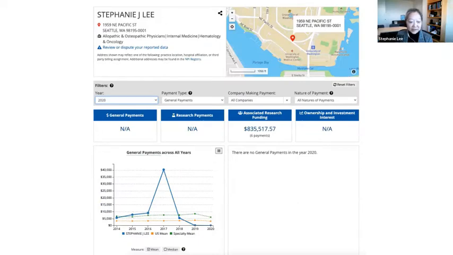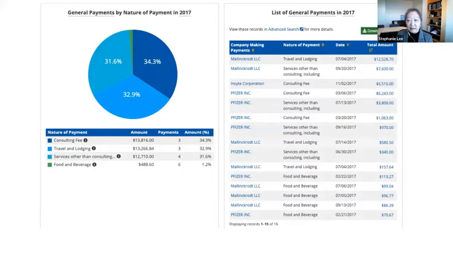What about general payments? You can see that I didn't get any general payments in 2020, but I actually did get about $40,000 in 2017. What was that about? Well, this is, again, all publicly available, but you can see that about a third was consulting, about a third was travel and lodging, and about a third was services other than consulting. And you can actually see all the companies and what they were for and for how much and what date it was, all the way down to food and beverage for $70. So, I think that this system does have the potential to increase transparency, to make people more accountable, and to hopefully avoid unknown conflicts of interest.